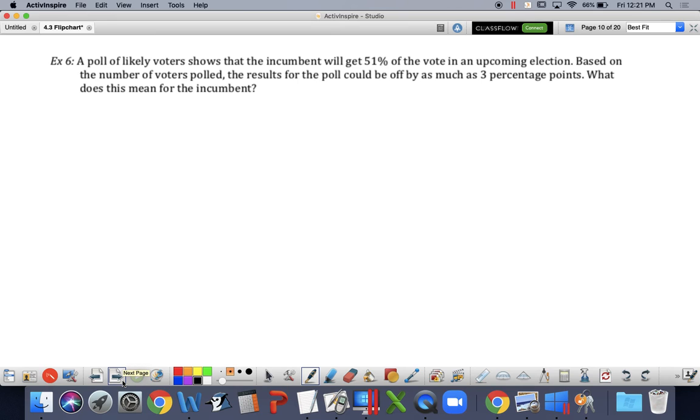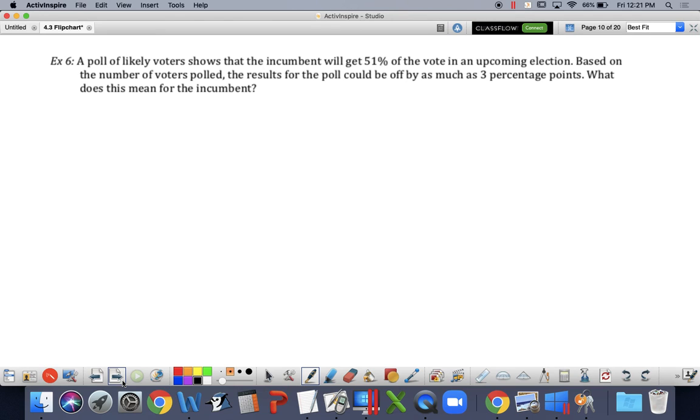A poll of likely voters shows that the incumbent will get 51% of the vote in an upcoming election. Based on the number of voters polled, the result for the poll could be off by as much as 3 percentage points. What does this mean for the incumbent in terms of what percentage of votes they could get? So if you've been paying attention to pollsters, especially with this whole election, they always tell you what their margin of error is. The pollsters, like 4 years ago, were very much wrong, but yes, what can it be?